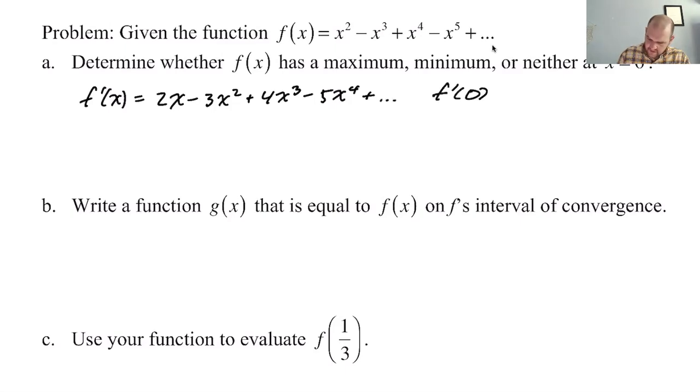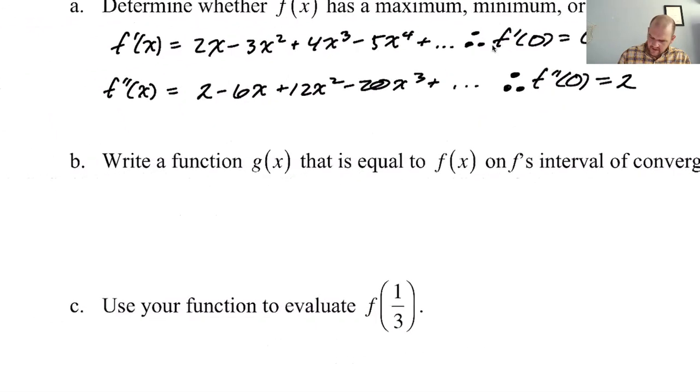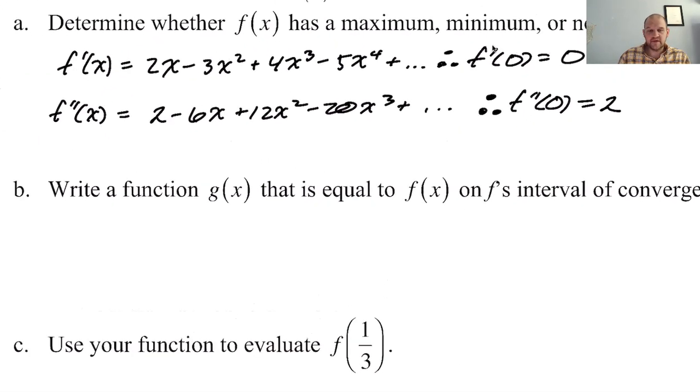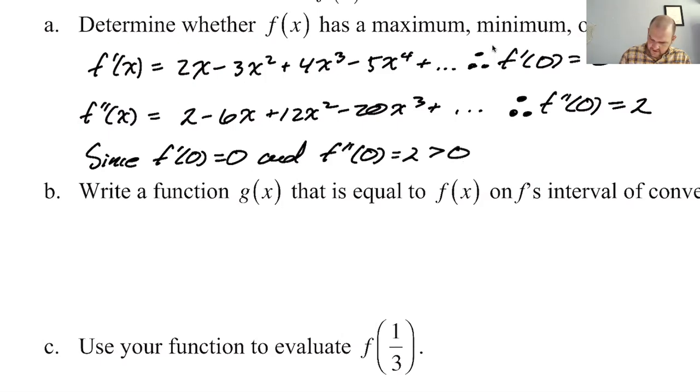So f prime of 0 is definitely 0. And I know that because everything has an x, and when I plug in 0, I'm just adding up 0 over and over. So f double prime is 2 minus 6x plus 12x squared minus 20x cubed plus dot, dot, dot. So f double prime of 0 is going to be 2. And so we know that f prime is equal to 0, f double prime is greater than 0. So I'm going to say since f prime of 0 equals 0, and f double prime of 0 equals 2, which is greater than 0.